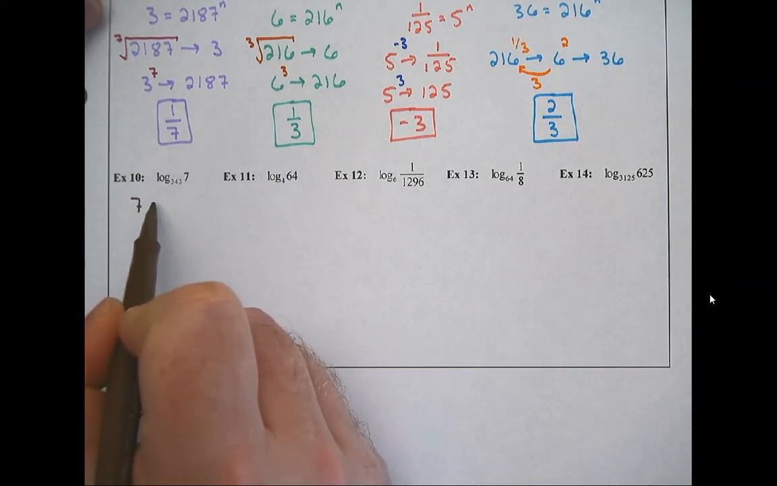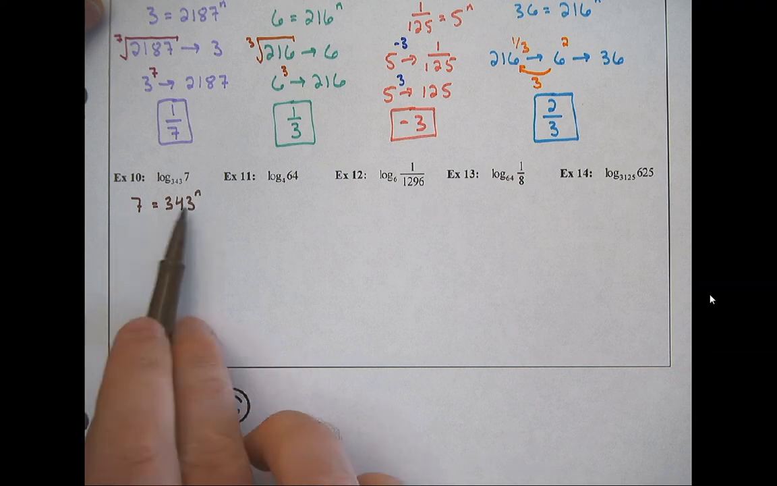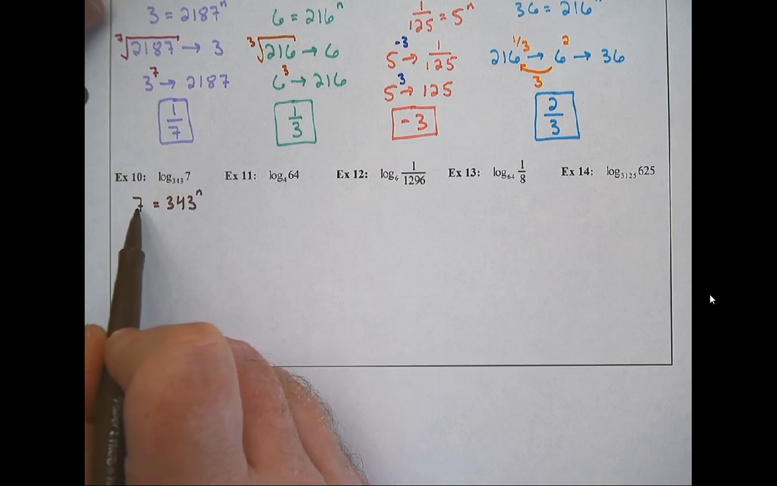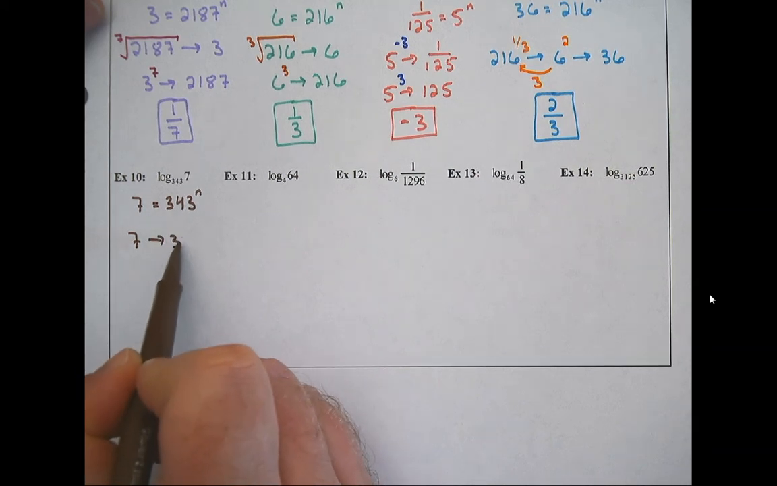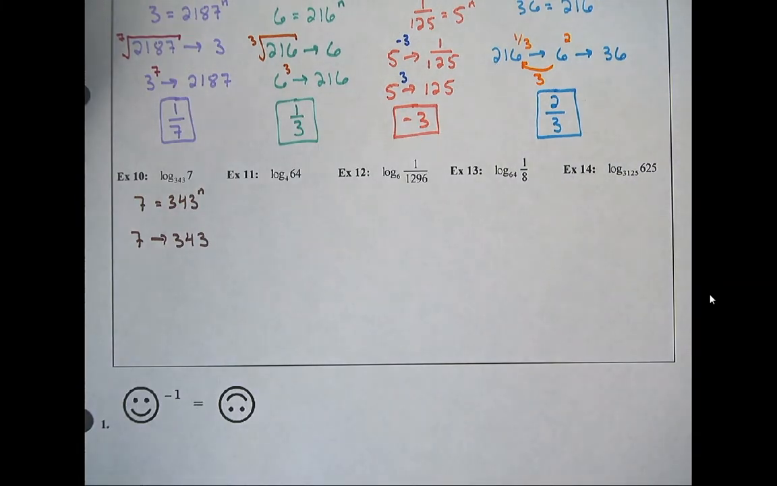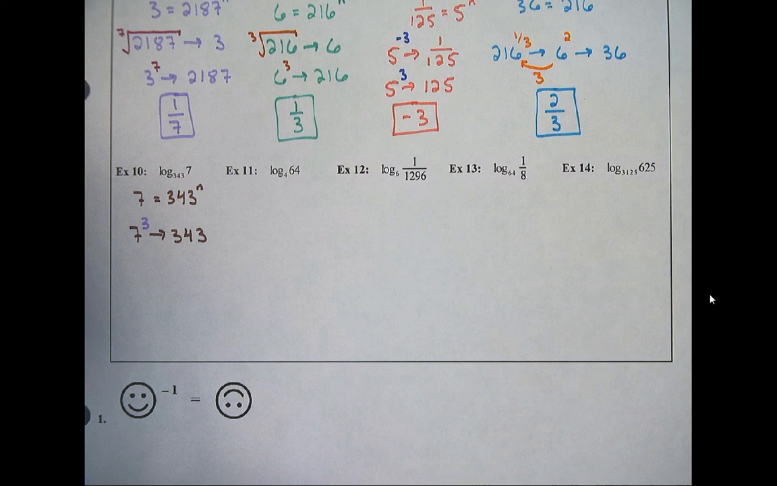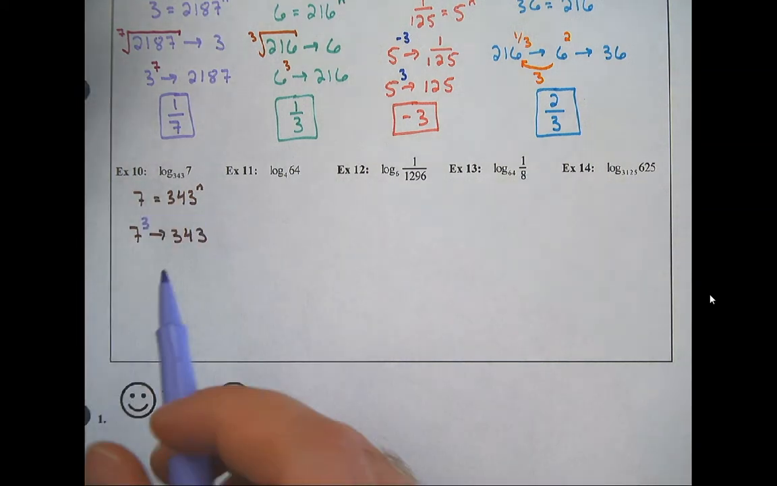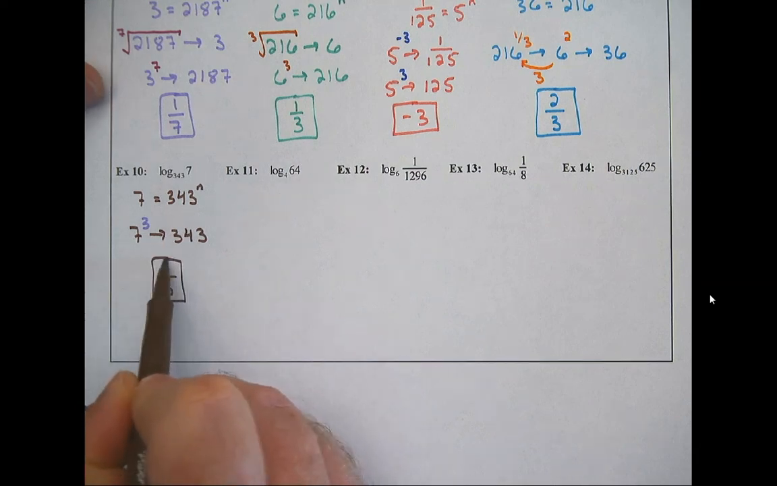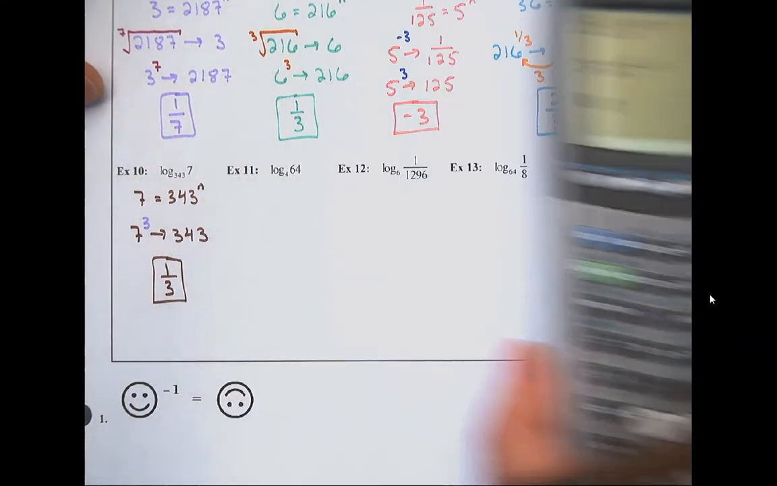So 7 is equal to 343 to the n. I can't go this direct. I can't turn 343 into 7 very easily, so I'm going to turn 7 into 343. 7 into 343, 7 cubed. But I don't want to go that direction. I want to go the other direction, so that means I would have to cube root. So then that's going to give me 1/3? And like I said, you can always check. Ends up being 7.